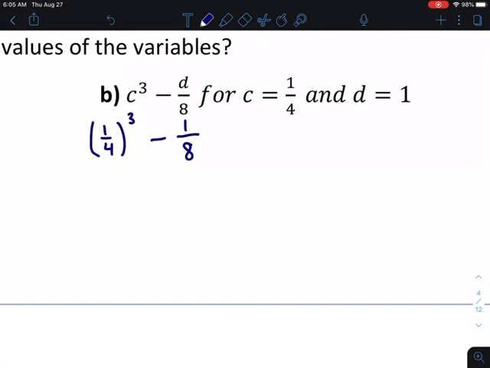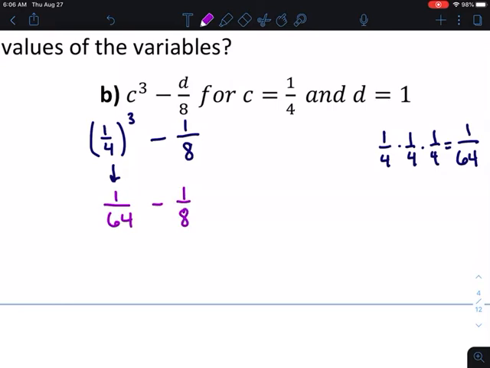So 1/4 to the third power, I'm going to do a little side work. That's a 1/4 times a 1/4 times a 1/4. 1 times 1 times 1 on the top is 1. 4 times 4 is 16. 16 times 4 is going to give us 64. So this right here is going to give us a 1/64, that we have to take away a 1/8.